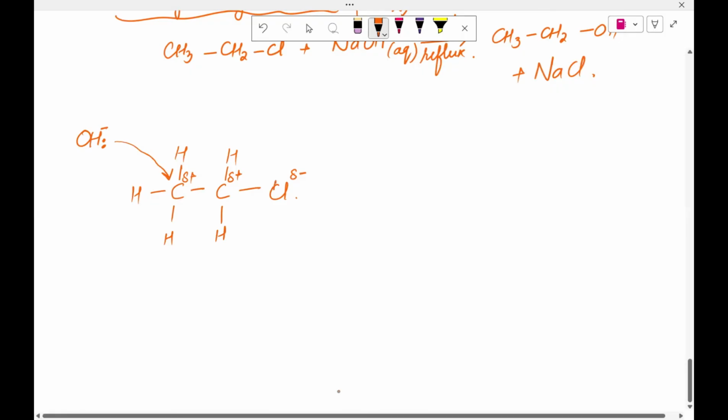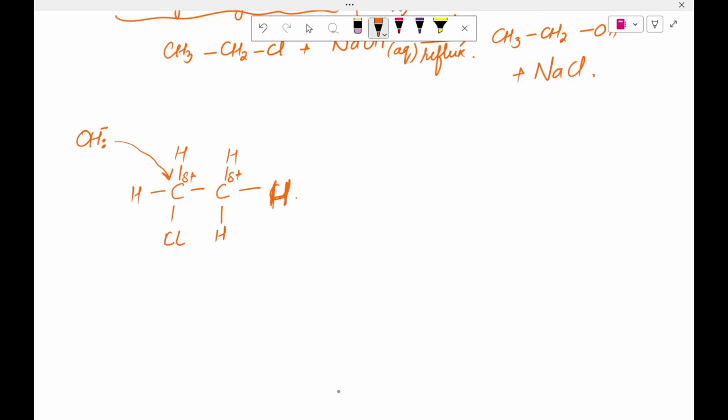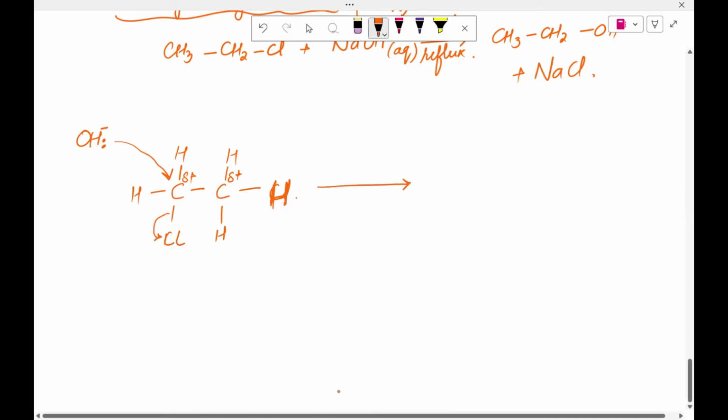Just let me draw this like this. H is here, H is here. Let's make Cl here, because if we are adding OH here, then Cl should be on the opposite side. We can also write it like this as well. So OH has a negative charge, it is going to come here, and this bond is going to break like this. This is basically a slow step reaction.